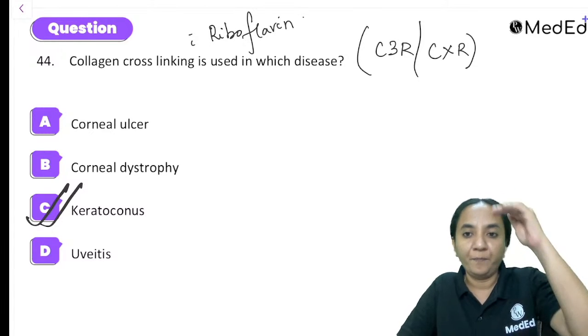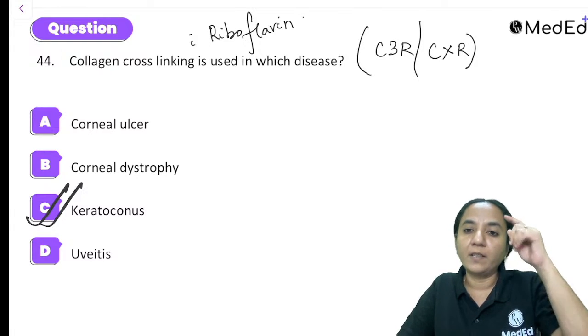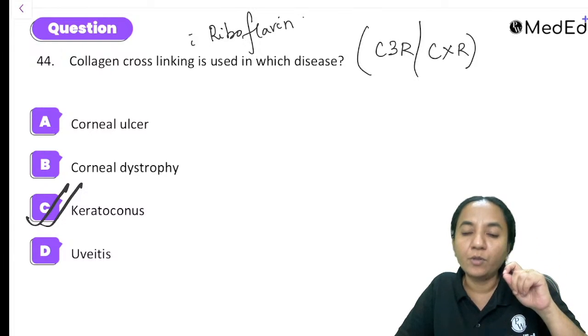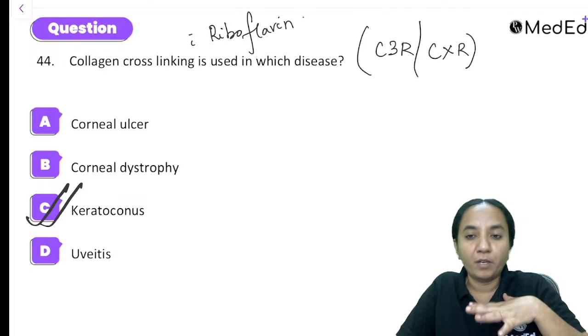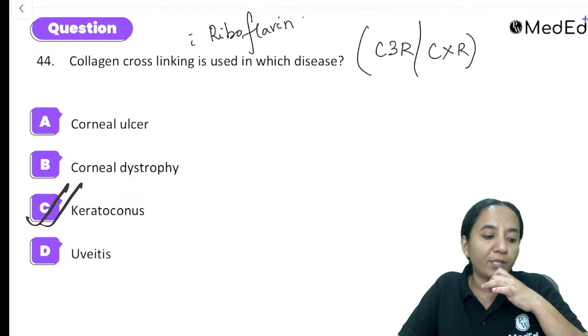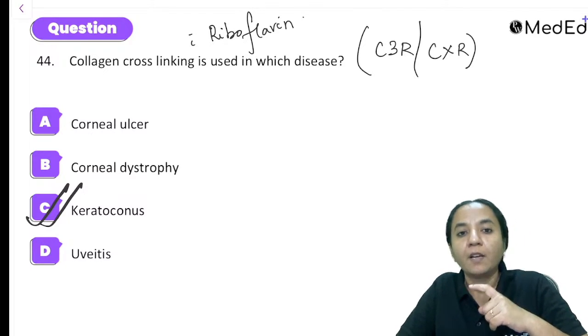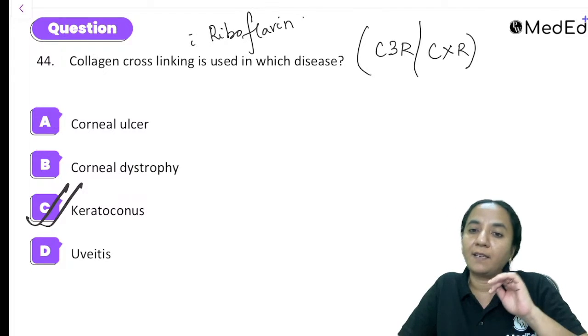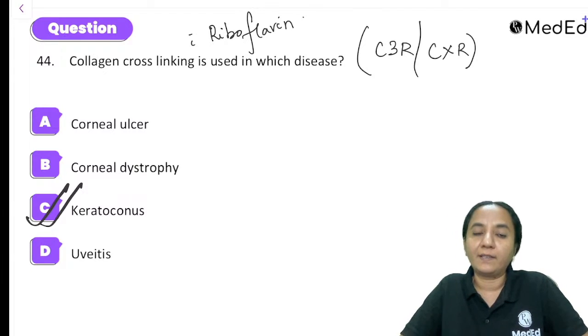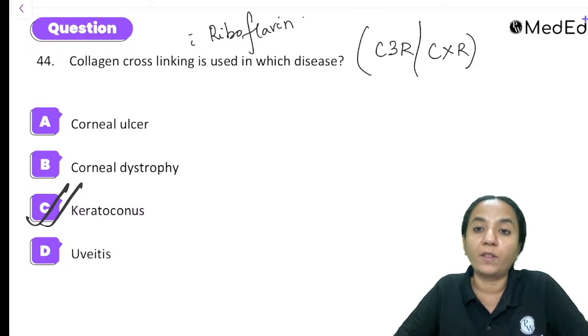So in keratoconus, the cornea is protruded and thinned out. So to flatten this protruded cornea, C3R or corneal collagen cross-linking is often used. So keratoconus, this is the disease where C3R is done, corneal collagen cross-linking with riboflavin. And why is it done? As I told you, it is used for flattening of the cornea.